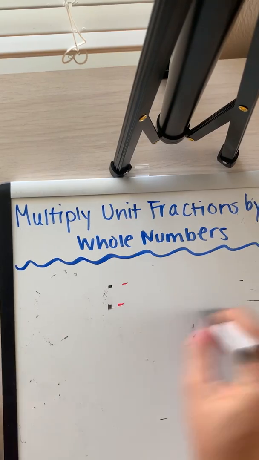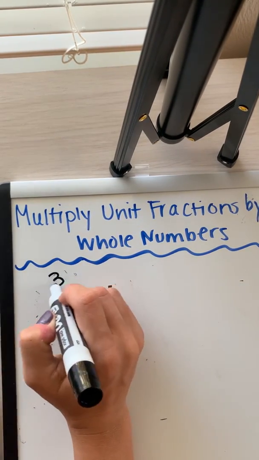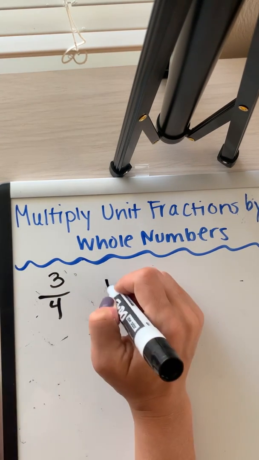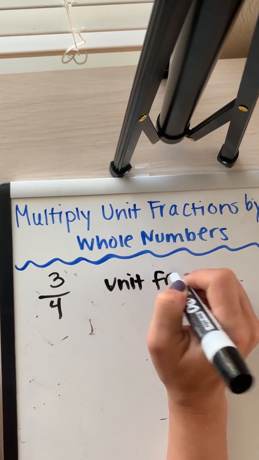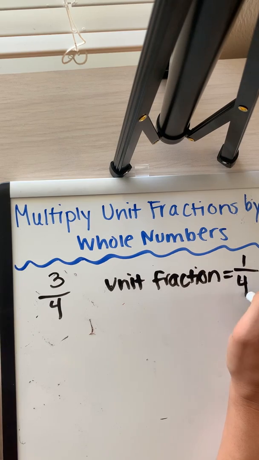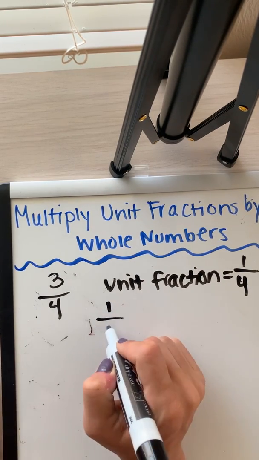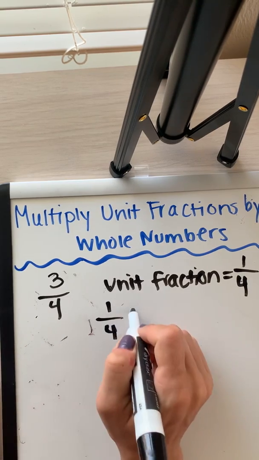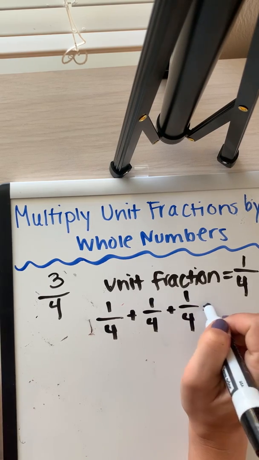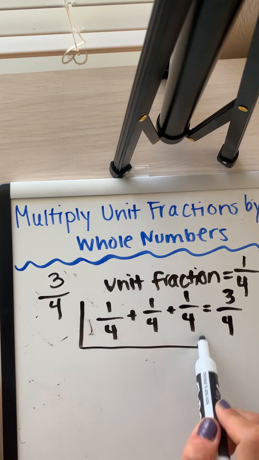If my fraction is, let's say, 3/4, if I'm breaking it down into unit fractions, I know my unit fraction is going to be 1/4, because that's one section. And so if I'm decomposing it, I'm going to say 1/4 plus 1/4 plus 1/4 equals 3/4. This is what we're focusing on today.